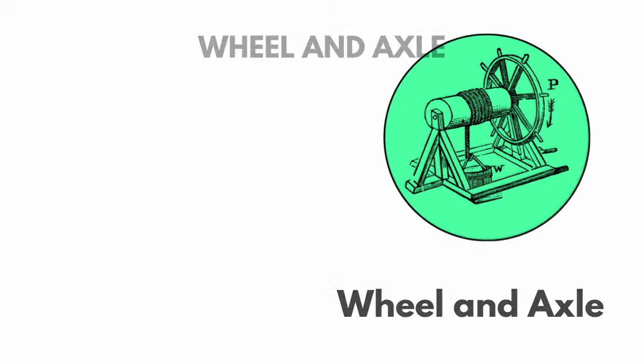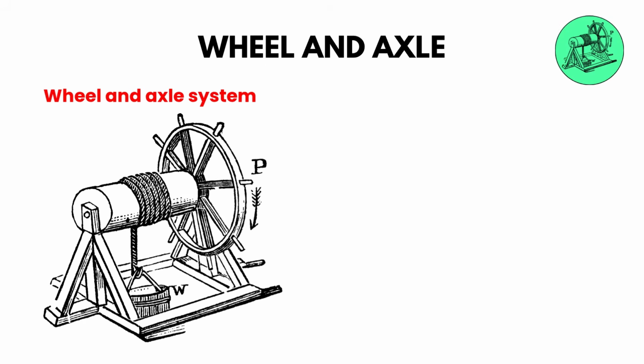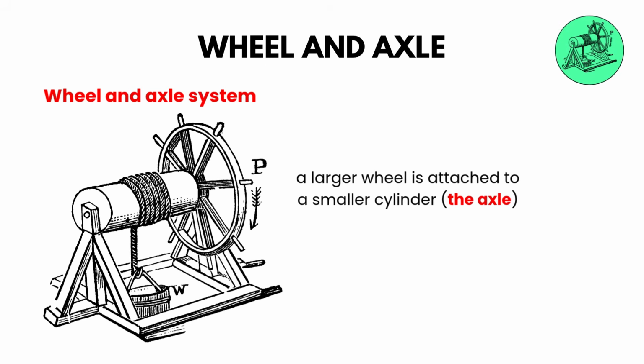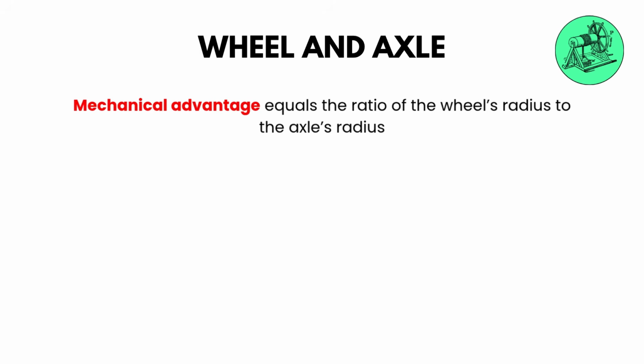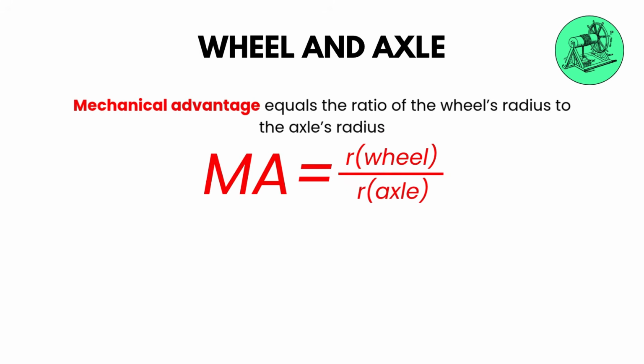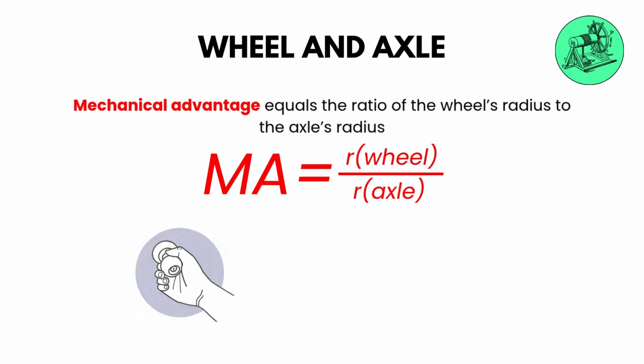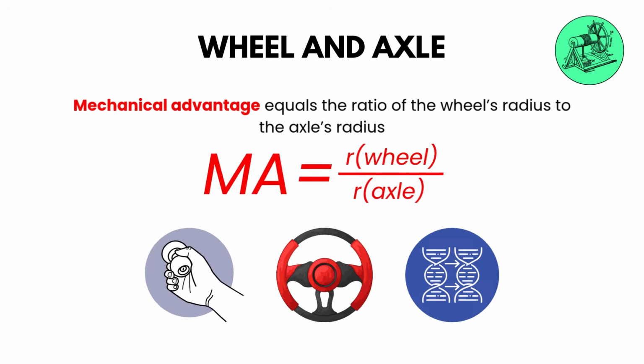Wheel and axle. In a wheel and axle system, a larger wheel is attached to a smaller cylinder, the axle. Rotating the wheel requires less force but over a greater distance. Mechanical advantage equals the ratio of the wheel's radius to the axle's radius. MA equals R wheel divided by R axle. This principle explains how doorknobs, steering wheels, and even DNA unwinding machinery operate more efficiently.